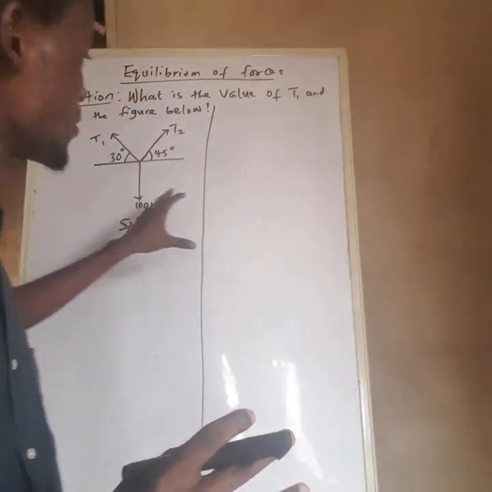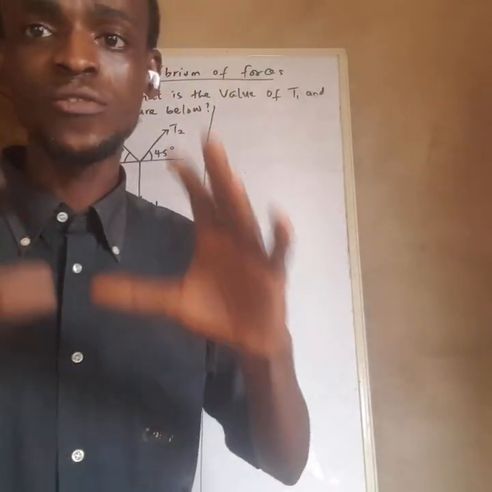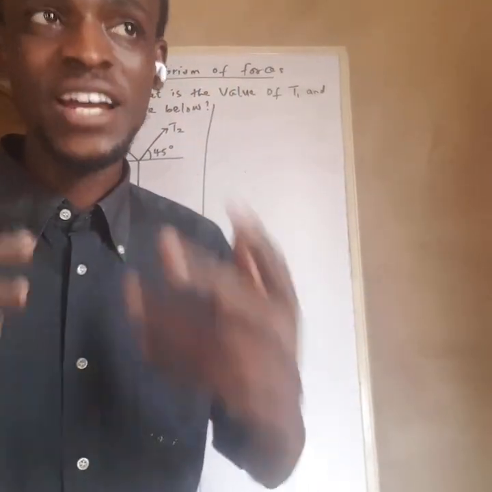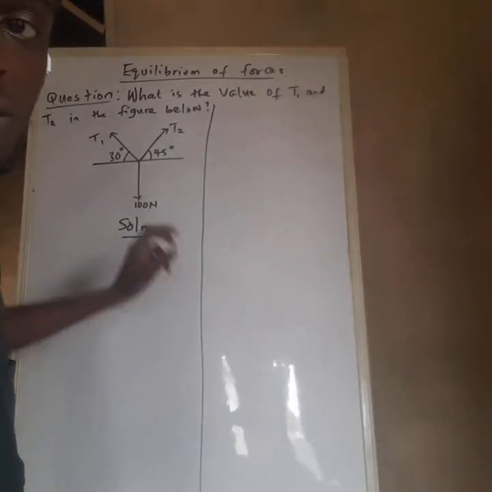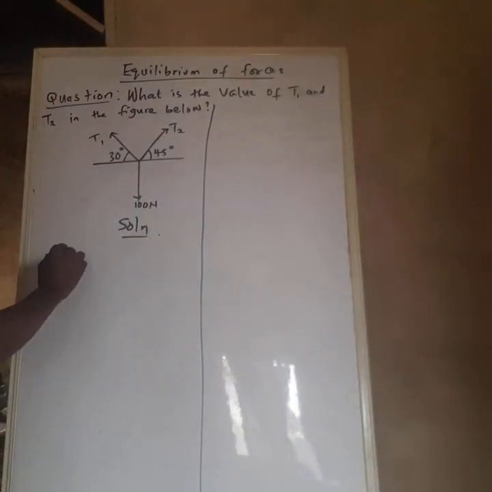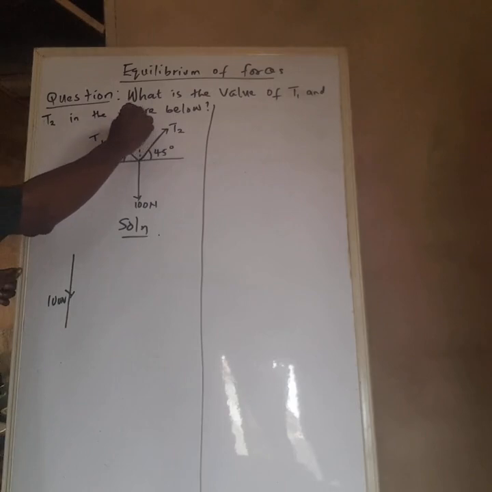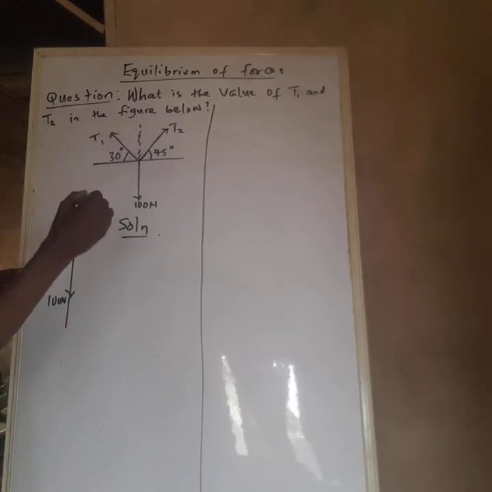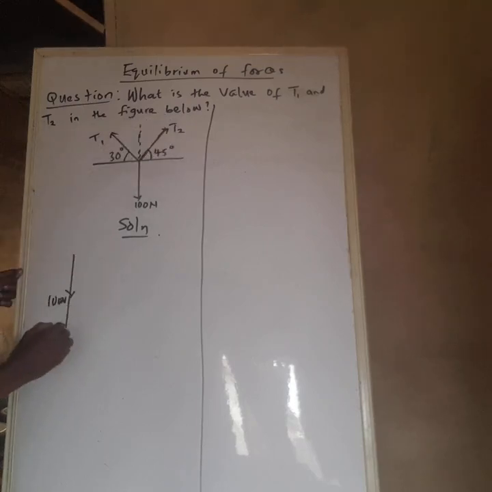So, to change this free body diagram into a triangle of forces, I would advise you start with the weight of the body. The weight of the body is acting downward, so I'm going to draw something like this. This is 100 Newton. Now, if I extend this, you notice that this is 100 Newton, and this is T2.